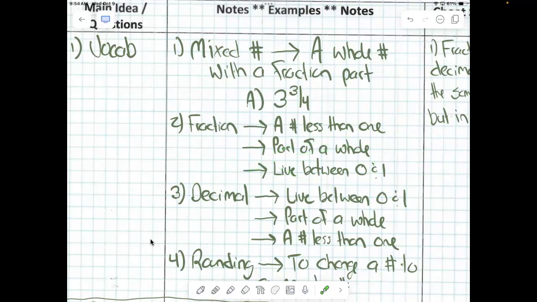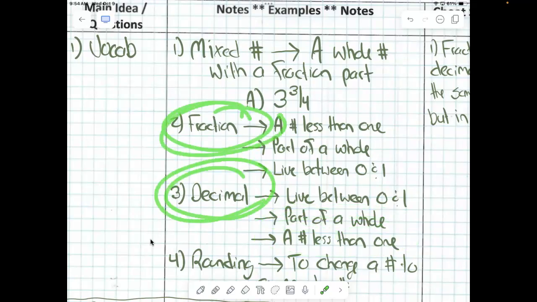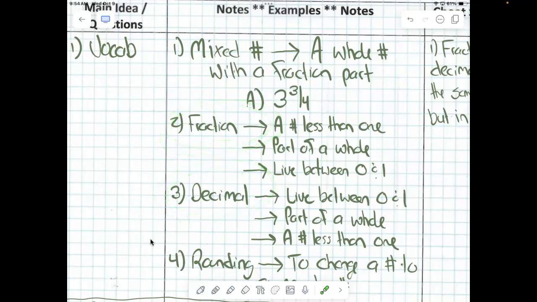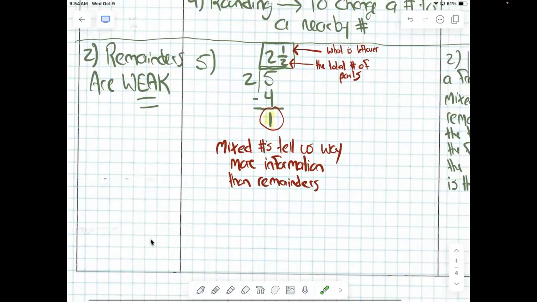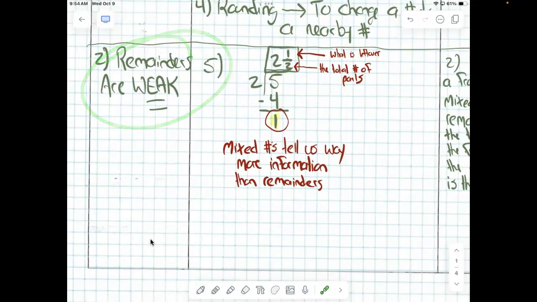What else lives between 0 and 1? Decimals. What else is part of a whole? Decimals. What else is less than 1? Decimals. So, would you say fractions and decimals are pretty much the same thing? Yes. They just look different, but they're really the same thing. All right, we said remainders are weak, yes? Yes.